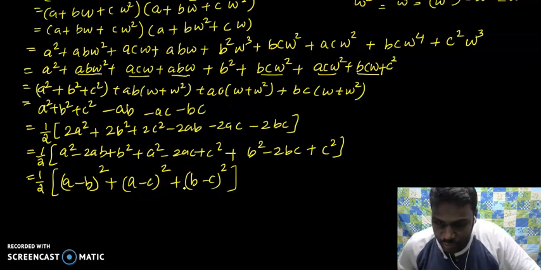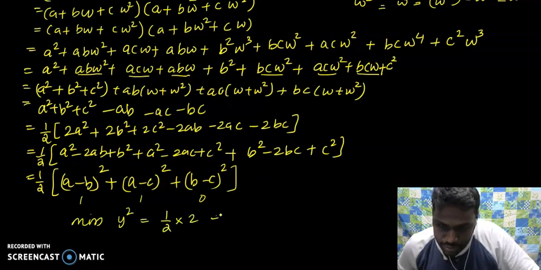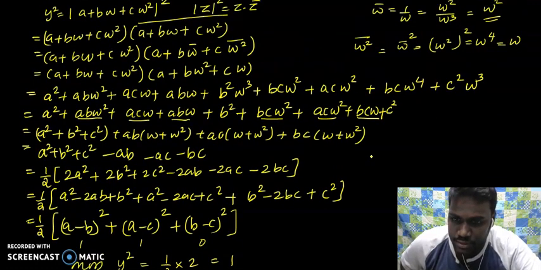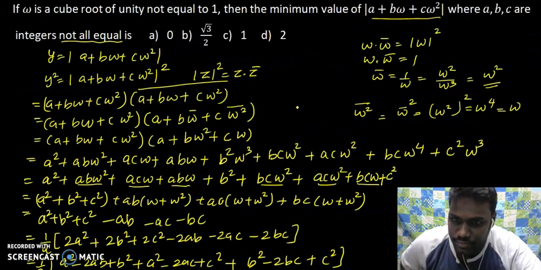So the next integer value will be equal to 2. This can be 2 when two of the squares are equal to 1 and the third one is 0, which happens if two integers are equal and the third integer differs from them by exactly 1. At that time the sum will be equal to 2 and that will be the minimum value. So the minimum value of y squared will be equal to 1 by 2 into 2, that is equal to 1. So we can conclude that the minimum value of y is also 1. So the correct option is option C.